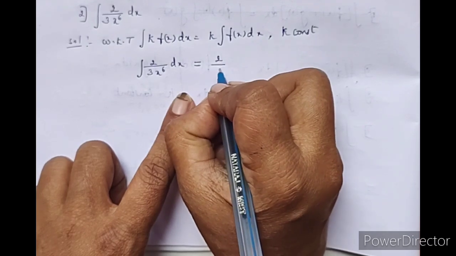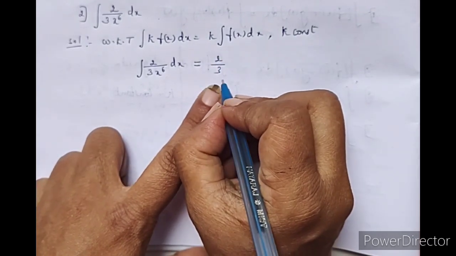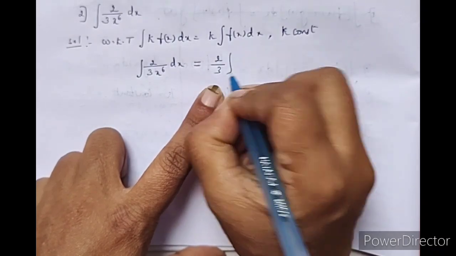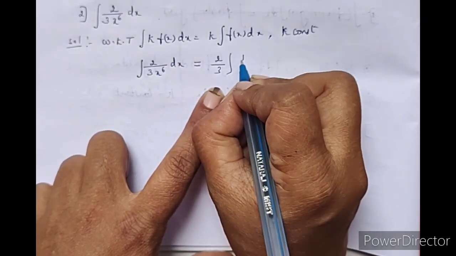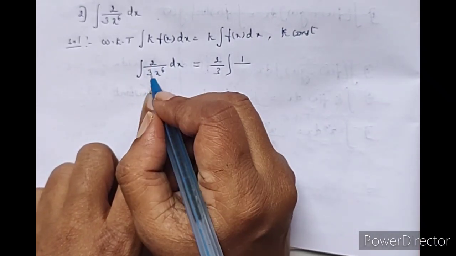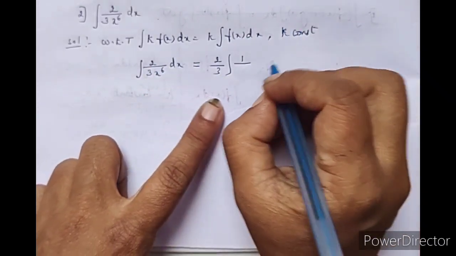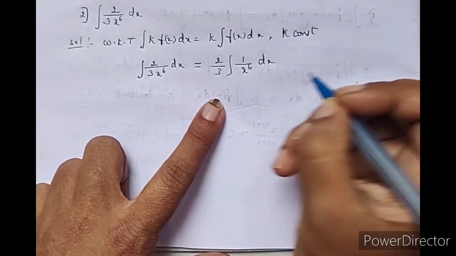So I will write 2 by 3 according to this rule of integration. The constant is written outside the integral. So 2 by 3 is constant, and I am writing it outside the integral and then writing the function. What is the function remaining inside after removing the constant? It is 1 by x to the power of 6, so it is x to the power of 6 dx.